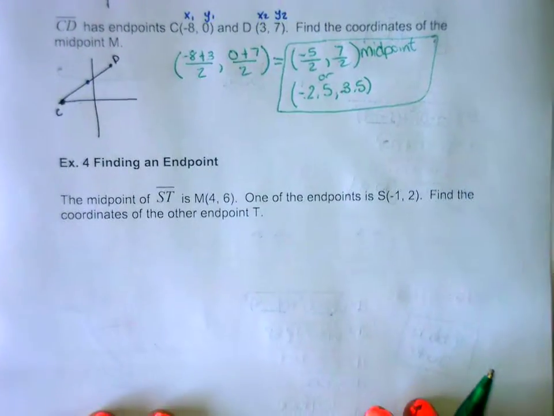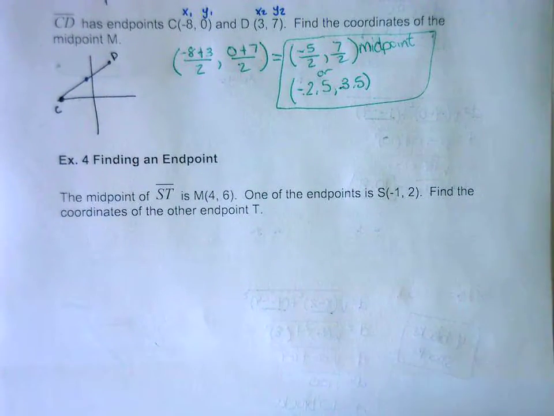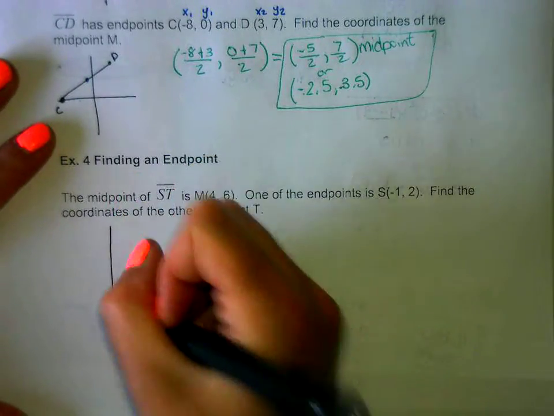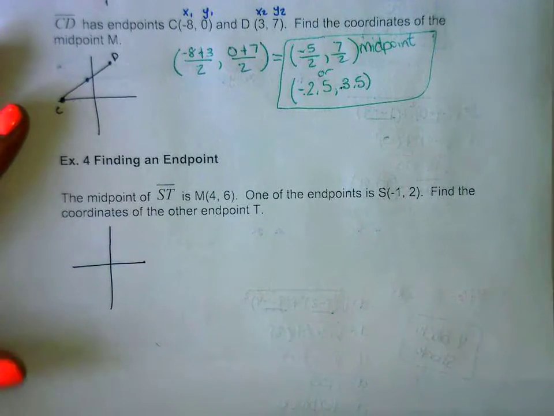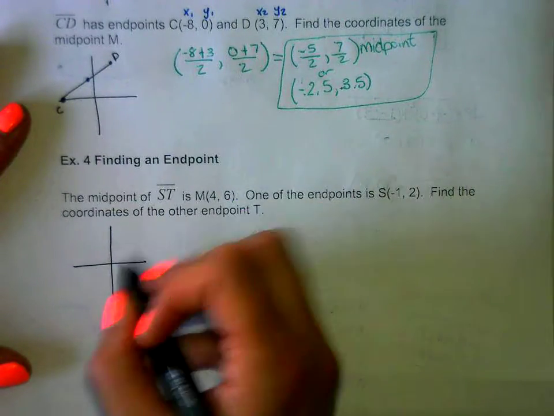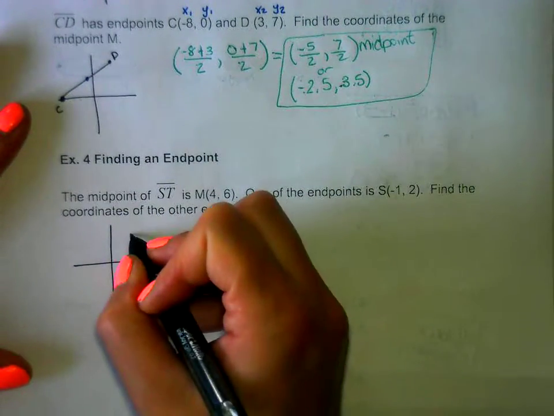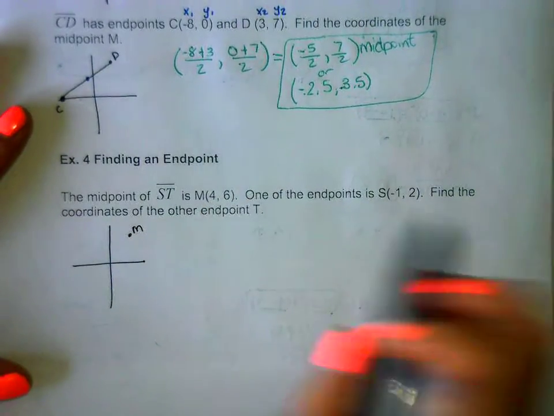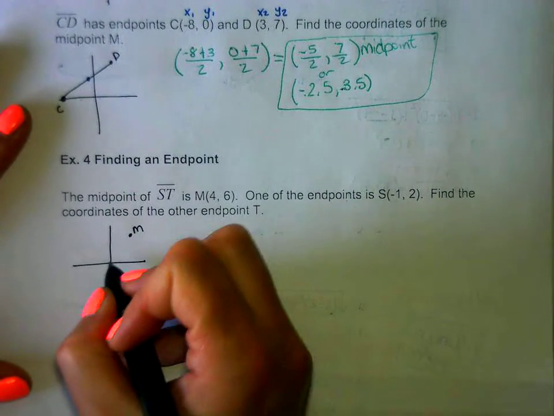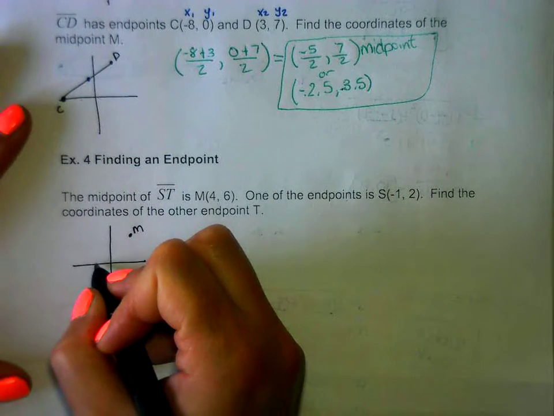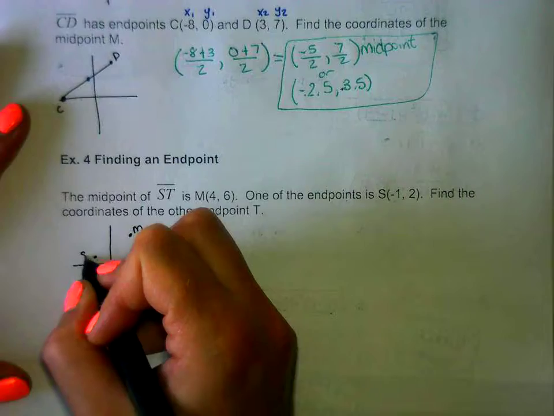Now we want to find an endpoint. So we're going to be working a little bit differently now. The midpoint of ST. We already know what the midpoint is. We don't need to find it. If I do a quick sketch just to show this, sometimes it will help. I highly suggest you do this. We have point M at 4, 6. So positive 4, positive 6. So here's my M. One of the endpoints, S, is at negative 1, 2. So if I go to negative 1, 2, right here, that's my S.